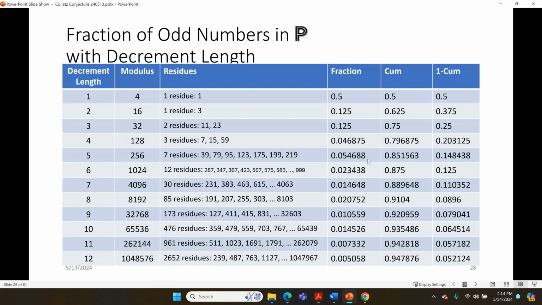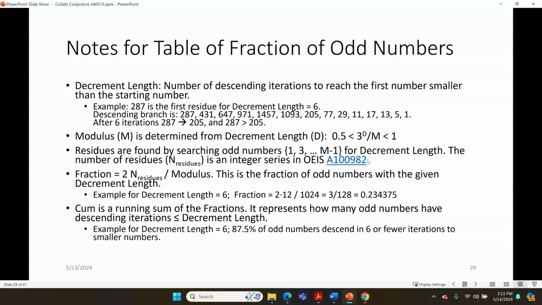So these are just some notes on the fraction table. The main point here is that the residues in the residue column are a sequence that's documented in the OEIS. It's sequence A100982, and if you look at that, that is an easily iterated sequence that lets us extrapolate this series on out indefinitely.